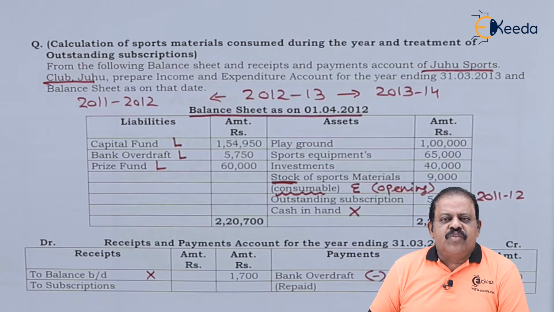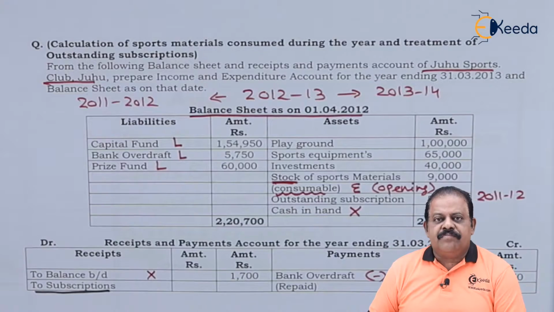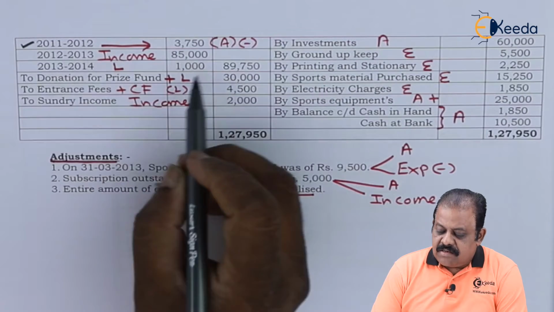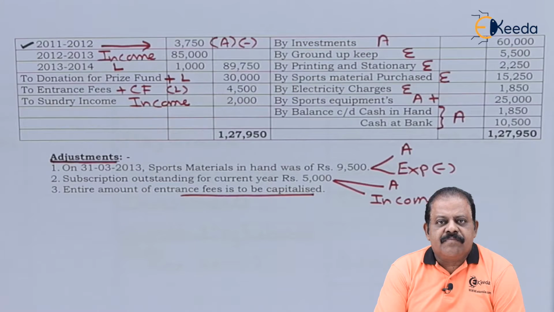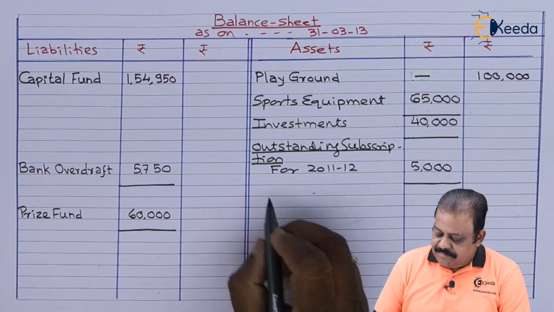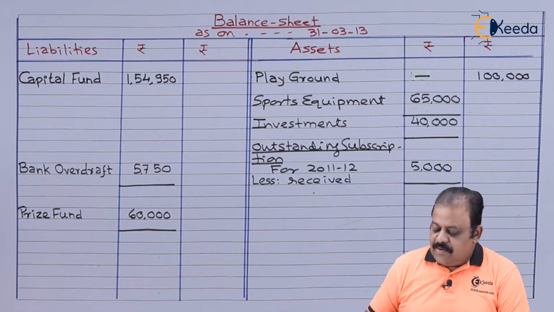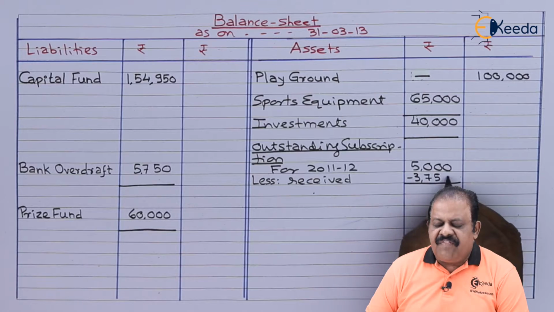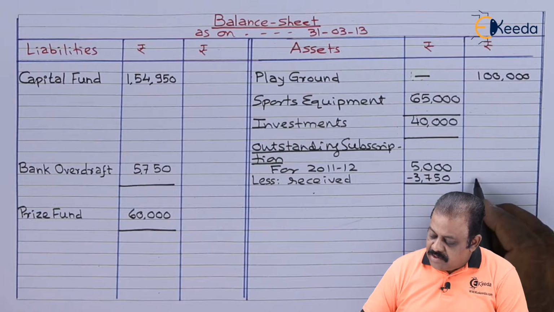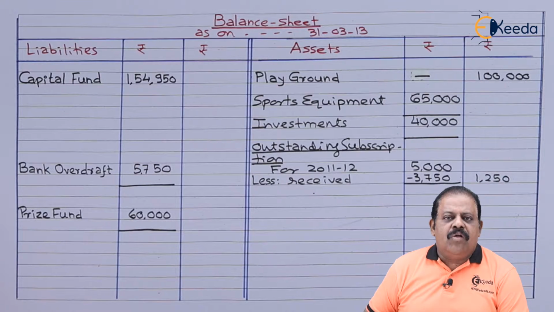Let us go through now items of receipts in receipts and payment account. First is opening balance. Next we have subscriptions received. Subscription received for the previous year 3,750. That was outstanding for previous year, received during current year. This is recorded on asset side. Less received 3,750. Still receivable amount is 1,250. That will appear in outer column.